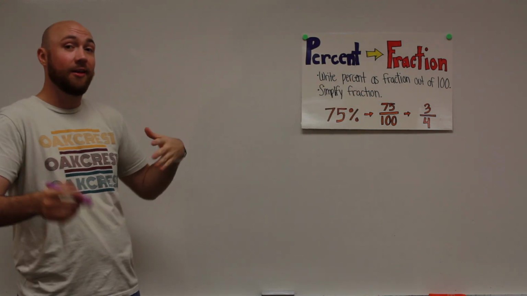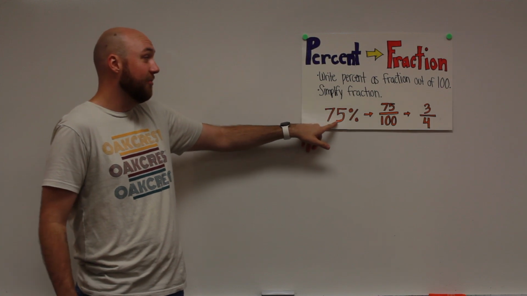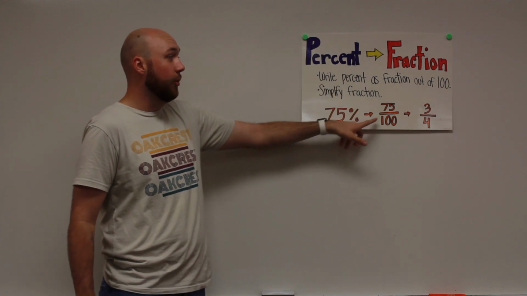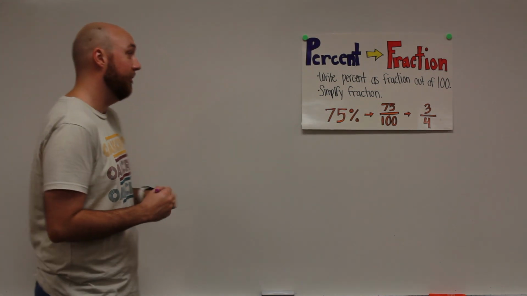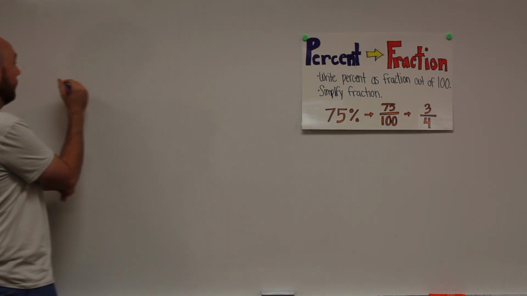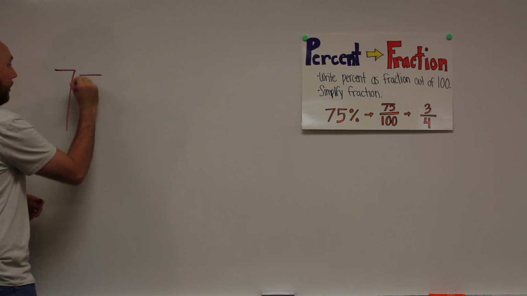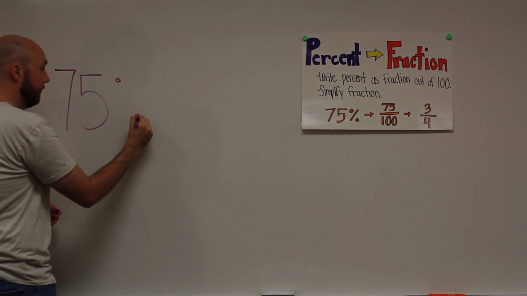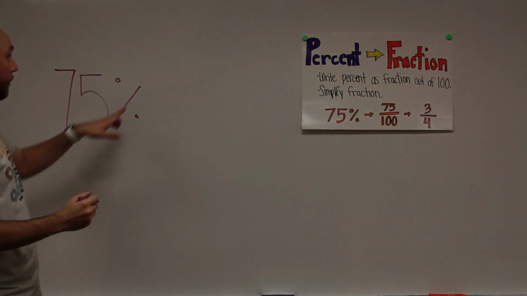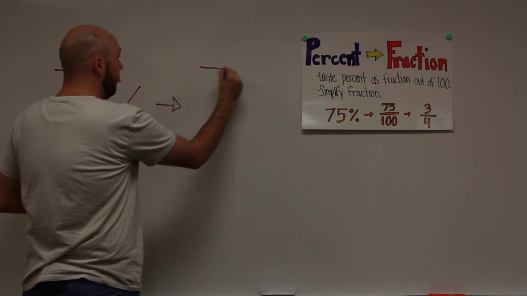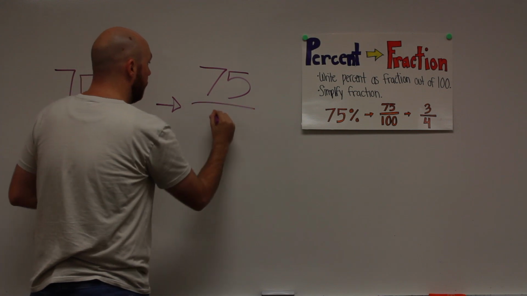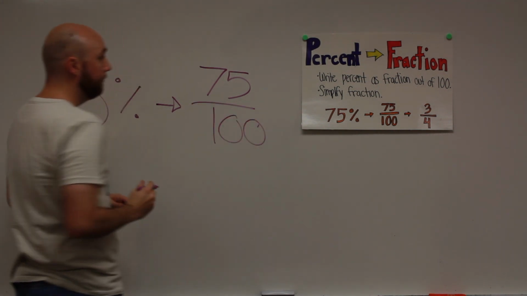So if I had the example 75%, to write it out of 100, you would put 75 over 100 as a fraction, okay? And I'll write it right here a little bit bigger in case my anchor chart is a little too small to see in the video. So we'll go from 75% and we will turn that to 75 over 100, right?